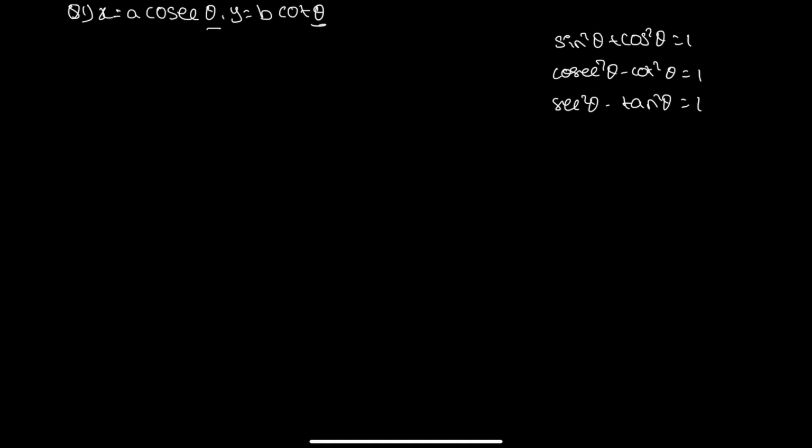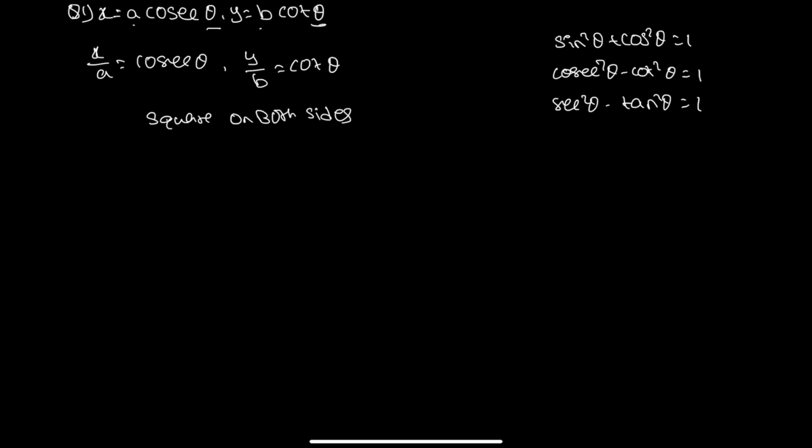So first question here we have is x is equals to a cosecant theta and y is equals to b cot theta. First transpose this a and b to LHS side. We will get it as x by a is equals to cosecant theta and y by b is equals to cot theta. Now we have to apply square on both sides. That means we'll get it as x by a whole square is equals to cosecant square theta, and our next y by b whole square is equals to cot square theta.